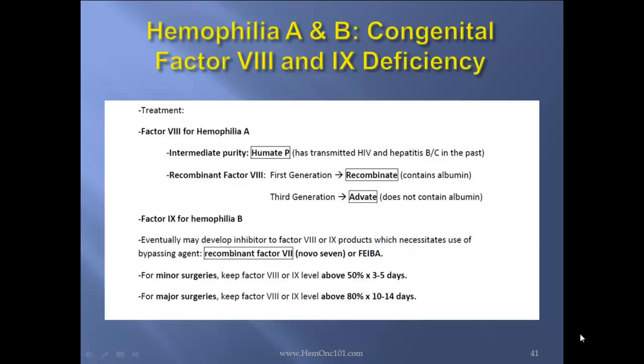Factor IX for hemophilia B. Eventually, the patient may develop inhibitor to factors VIII or IX, which necessitates use of bypassing agents, such as either factor VII or FEIBA. For minor surgeries, keep factor VIII or IX levels at 50% for 3 to 5 days. For major surgeries, keep factor VIII or IX above 80% for 10 to 14 days.